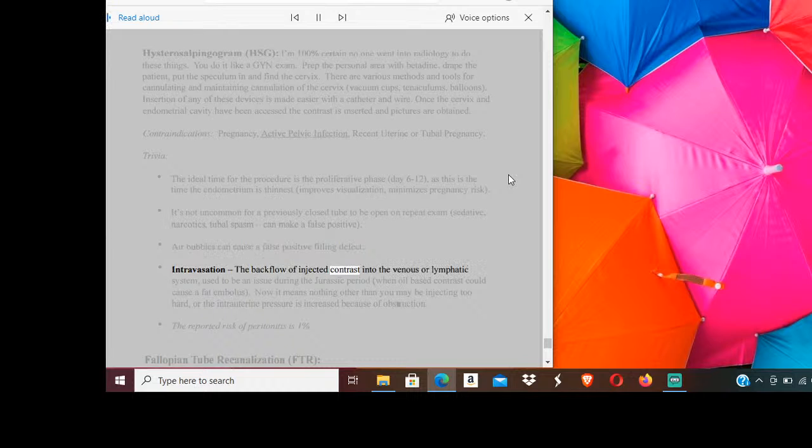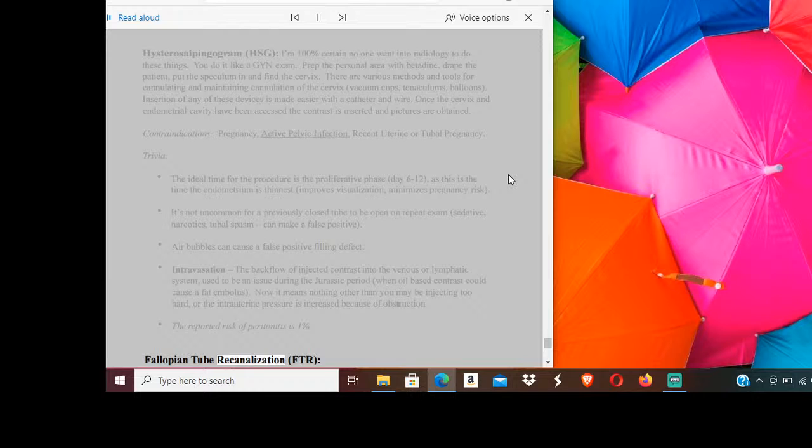Intravasation, the backflow of injected contrast into the venous or lymphatic system, used to be an issue during the Jurassic period, when oil-based contrast could cause a fat embolus. Now it means nothing other than you may be injecting too hard, or the intrauterine pressure is increased because of obstruction. The reported risk of peritonitis is 1%.